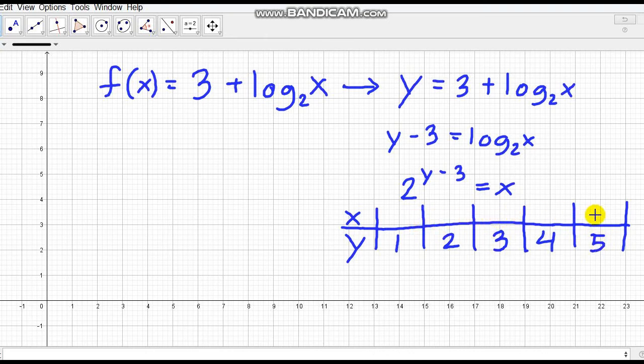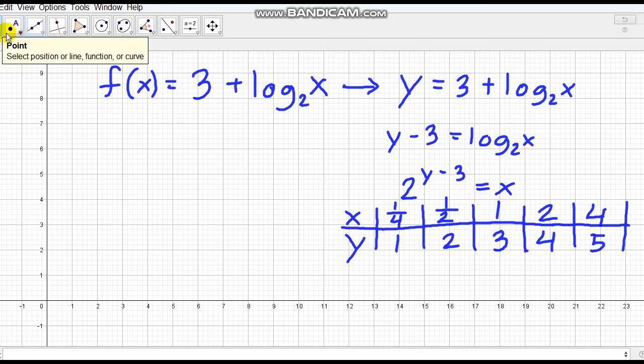So let's solve for the values of x given these values of y. If y is 1, 1 minus 3 is negative 2. 2 raised to negative 2 is 1/4. Please practice your fractions, and let's remember that we've done this already in our exponential functions. If y is 2, 2 minus 3 is negative 1. 2 raised to negative 1 is 1/2. For y is 3, 3 minus 3 is 0. 2 raised to 0 is 1. For y is 4, 4 minus 3 is 1. 2 raised to 1 is 2. And for y is 5, 5 minus 3 is 2. 2 squared is 4. So this is our table of values.